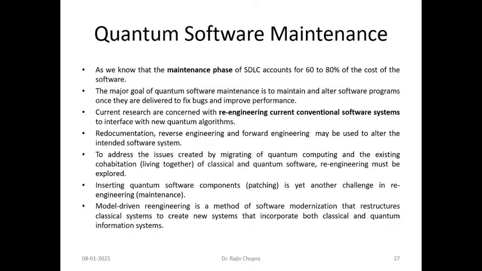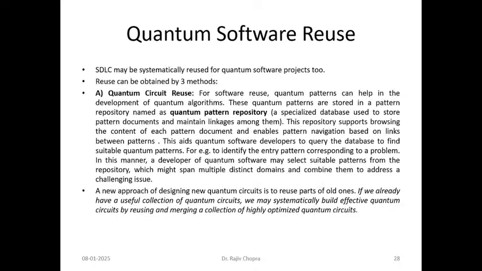Model-driven re-engineering is another method of software modernization. IBM clearly focuses on model-based testing, model-based everything. So model-driven re-engineering is also required. When I'm talking of reuse, again, we will just have a quick look at it. I've already told you quantum circuit reuse can be done. So a pattern repository can be there.